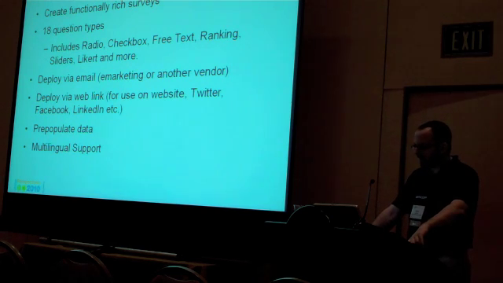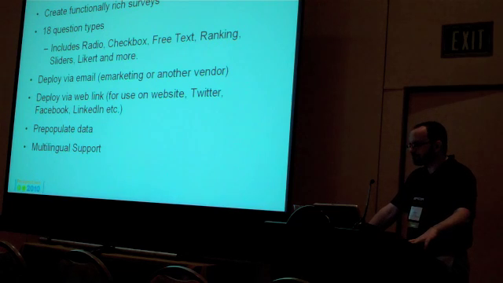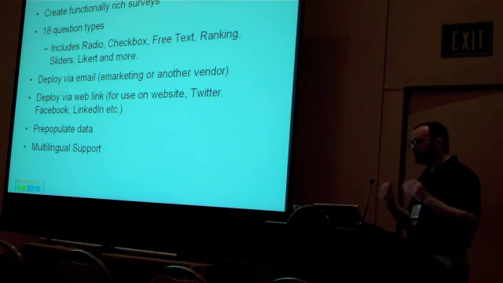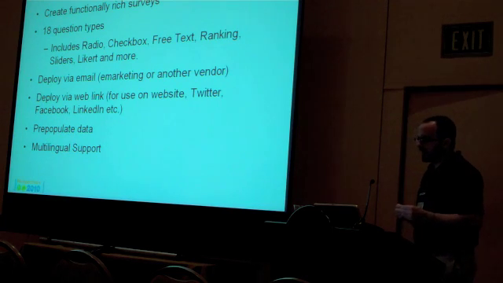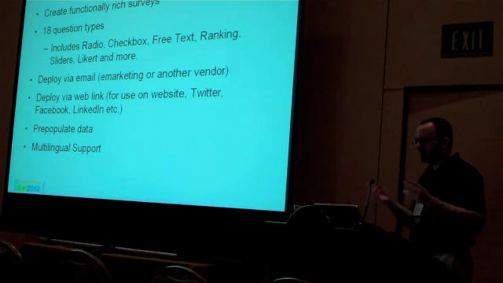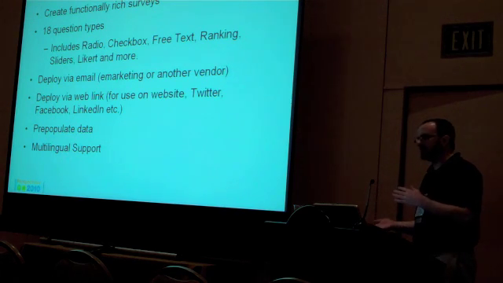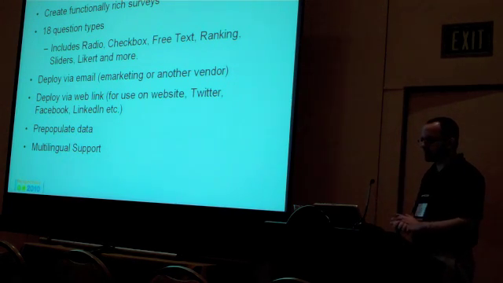You can deploy via an email using eMarketing or another vendor if you want. You can deploy via a web link on Facebook, Twitter, LinkedIn, and so on. You can pre-populate data, so you can add data to the URL of your email, or the URL of your survey, and that's passed into your survey results automatically. And we've got multilingual support, so you can design one survey, and you can add the translations for the questions and answers into your actual survey. So by putting an extra parameter on the survey URL, you can translate the survey on the fly if you have the translations in eMarketing or in advanced survey.